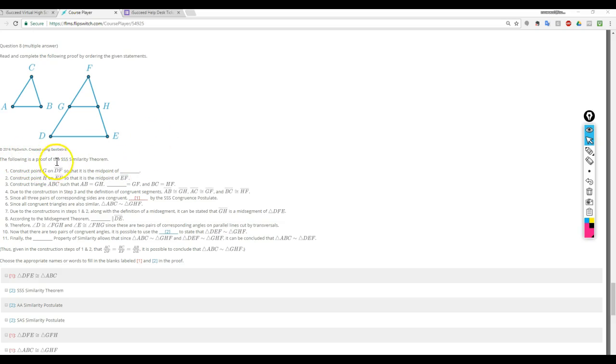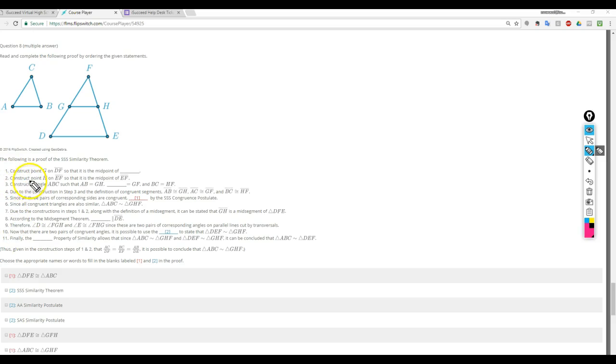The following is a proof of the side-side-side similarity theorem. The side-side-side similarity theorem deals with all three sides. So construct point G on DF so that it is the midpoint of blank. Then construct point H on segment EF so that it is the midpoint of segment EF.